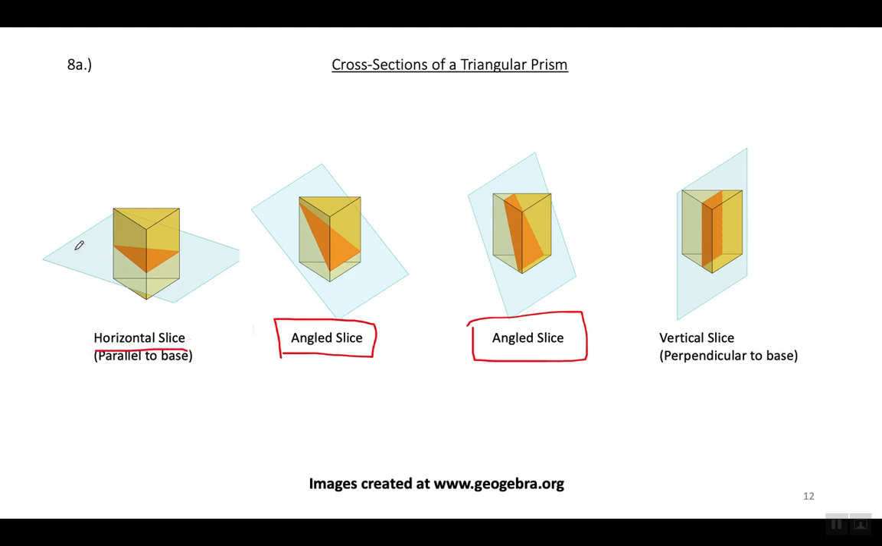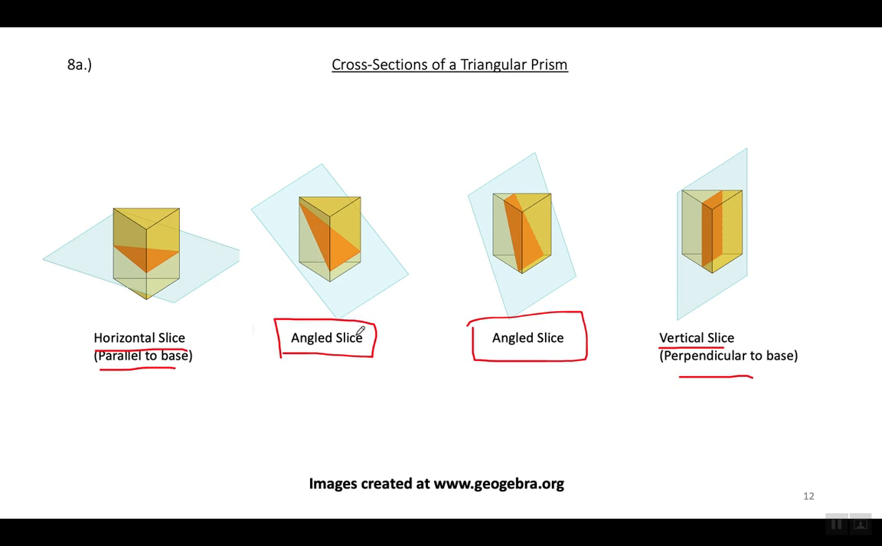If you do a cross-section horizontally, parallel to the base, that's called a horizontal slice. I know that terminology was not in the book. But a horizontal slice is a horizontal cross-section that's parallel to the base. Now look over here. A vertical slice is when you do a slice that's perpendicular to the base. Vertical is up and down, so a vertical slice is perpendicular to the base. Those two are easy, but the curveballs are right here.